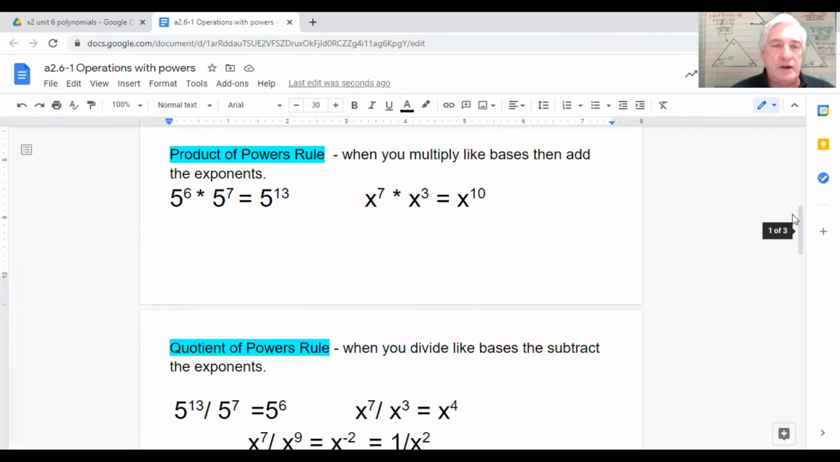Next, we have the product of powers rule. When you multiply like bases, add the exponents.